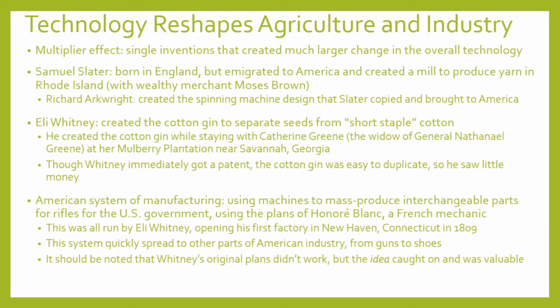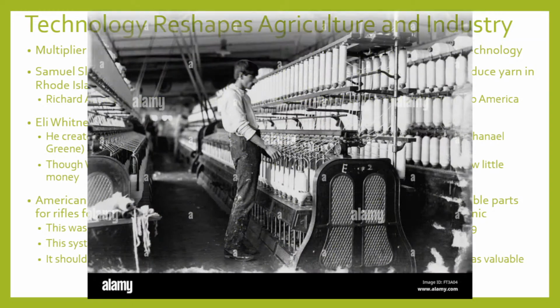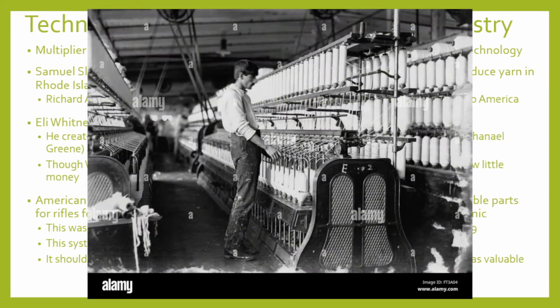So his initial plan didn't work, but the idea stuck around and eventually became the assembly line, essentially, or at least a part of that. So here's Slater's mills, just rows and rows of machines. Now this is a little bit later because it's being powered by steam engines.